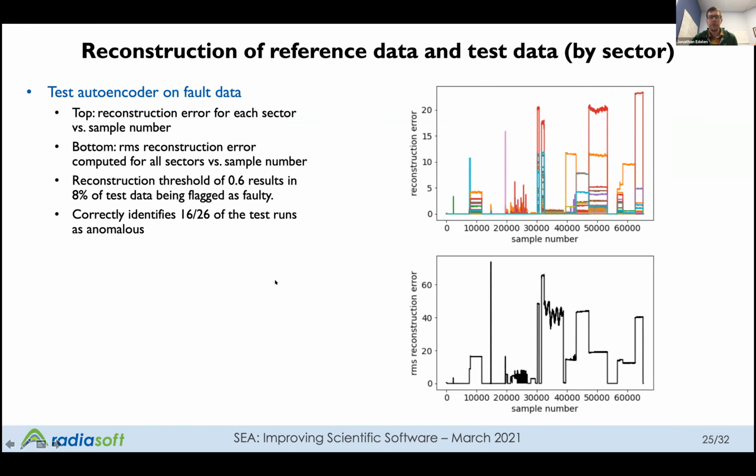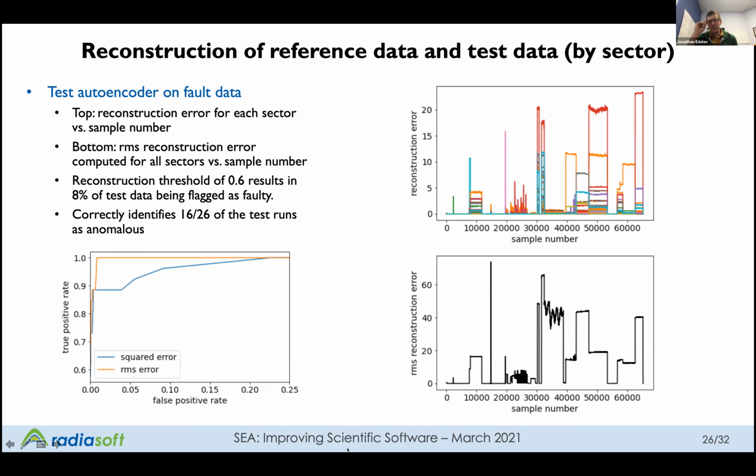And we did both. In the case where we look at the RMS reconstruction error, it correctly identifies 16 out of 26 of the test runs as anomalous. And roughly 8% of all the data in the test set is flagged as faulty. So if you're looking at more than 60,000 data points or so per sector, 8% of that is flagged as anomalous, which was a fair amount. So that's encouraging.